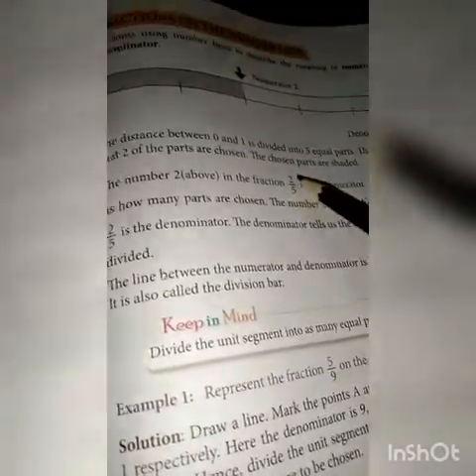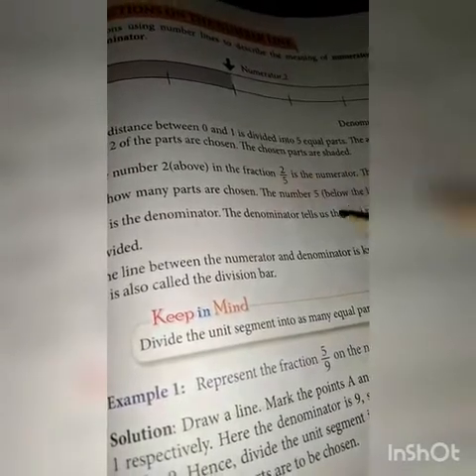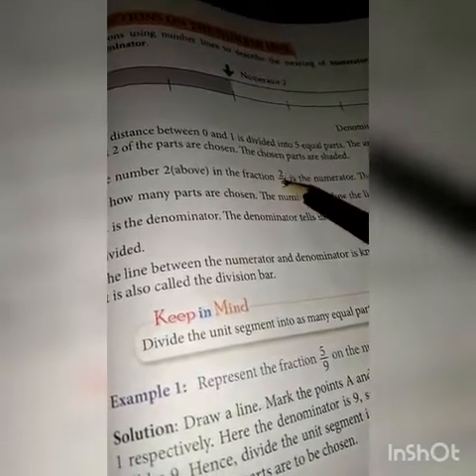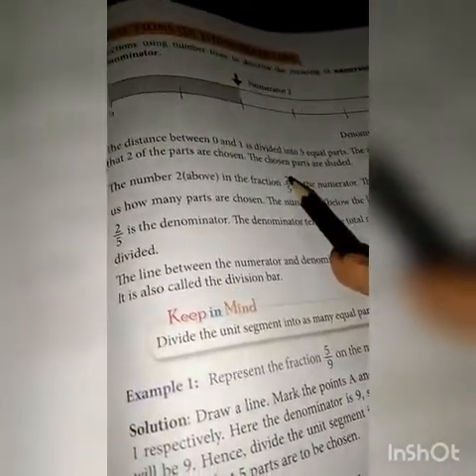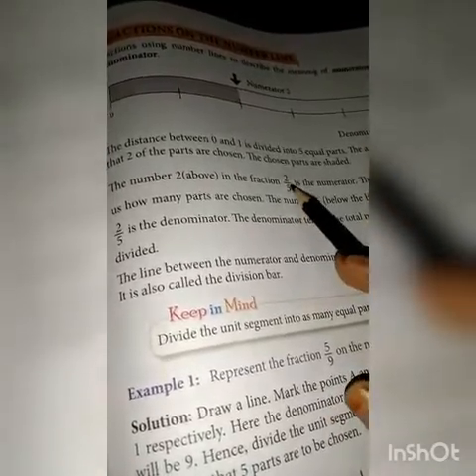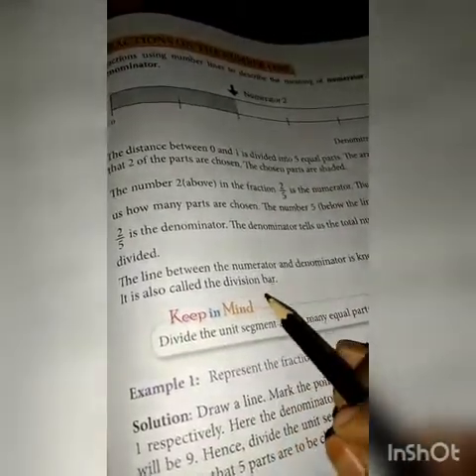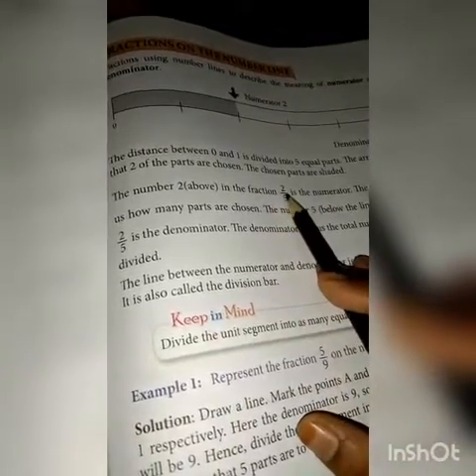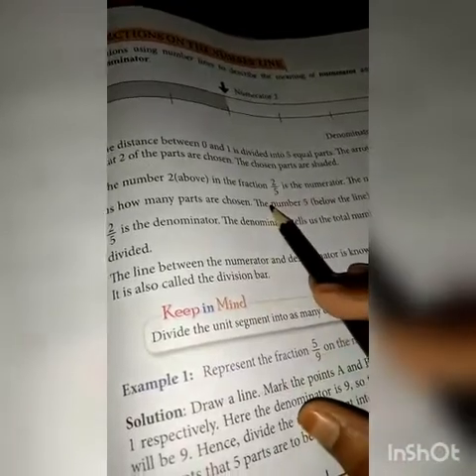Here you can see, children, 2 upon 5 is given, and between 2 and 5 one line is given. So what does this line mean? This line means the fraction bar. So we say 2 upon 5 is the fraction, and the line between the 2 and 5 is the fraction bar. It is also called the division bar.